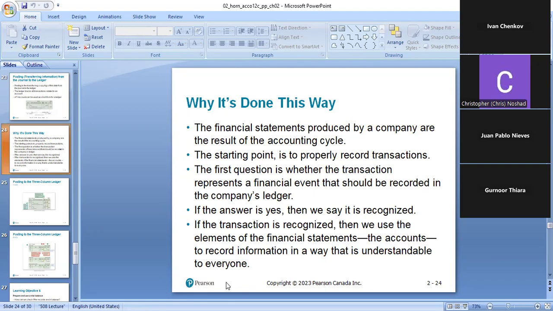If the transaction is recognized, then we're going to put it on the elements of the financial statements. It's definitely going to be an asset because it's going to be inventory. And then we're going to see if the owner has to pay for those diamonds. If he has to pay for the asset, the diamonds, that will be a liability. If he pays for the diamonds, that's going to be reducing another asset.